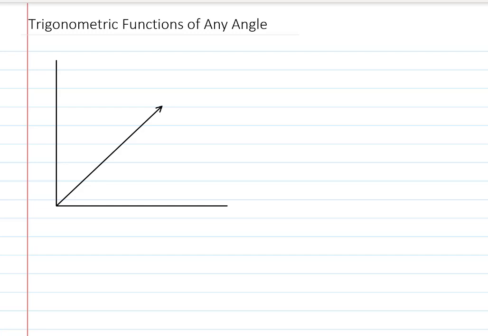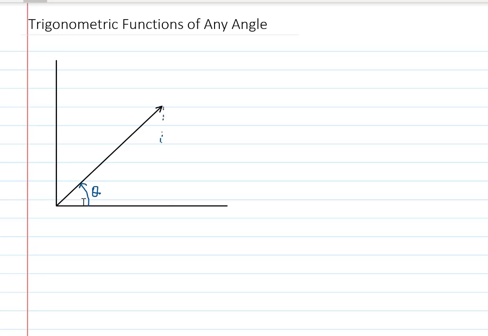So let's say I have the first quadrant here and I have a ray here. I'm gonna have an angle right there, let's say that's angle theta. Okay. So again, this is standard position. This will work actually on any quadrant. I'm just choosing the first quadrant to make it simple here.